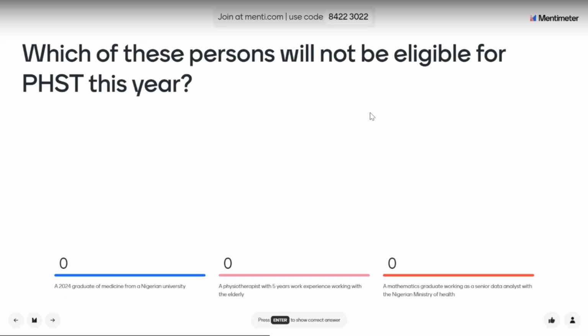So again, another quick poll just for me to confirm we are all following and understand. Can we quickly get on Mentimeter again and answer this question? Which of these persons will not be eligible? Which of these persons will not pass stage 1 based on the information given here?